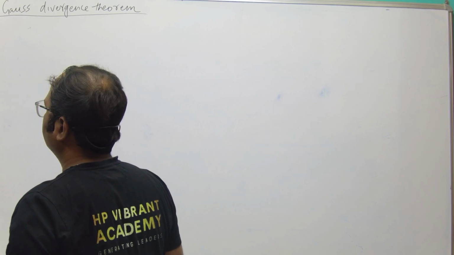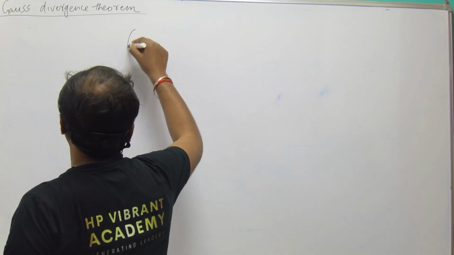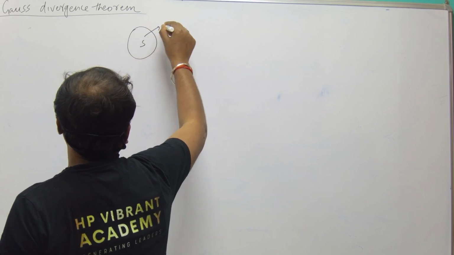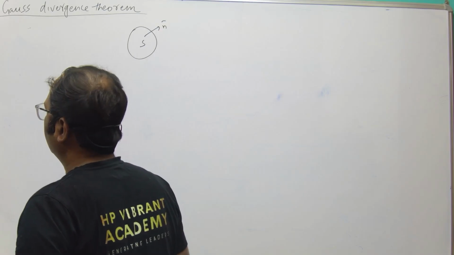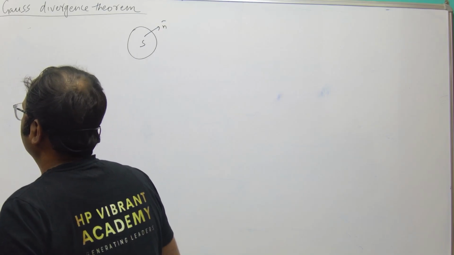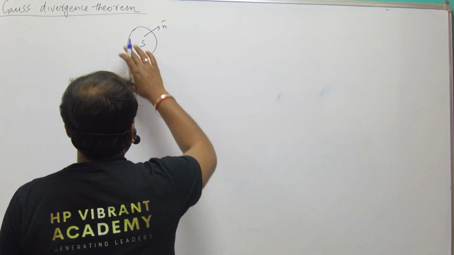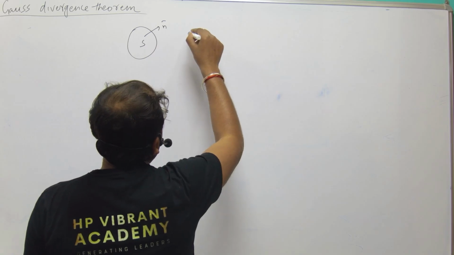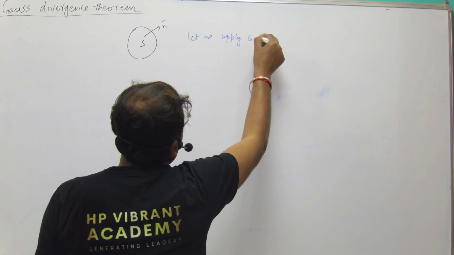So what is given is n cap is a unit outward normal to any closed surface. Let us consider a closed surface S, and n cap is the unit outward normal to it. Show that the integral of divergence of n cap dV is equal to S. Since it is a closed surface, let us apply the Gauss divergence theorem.